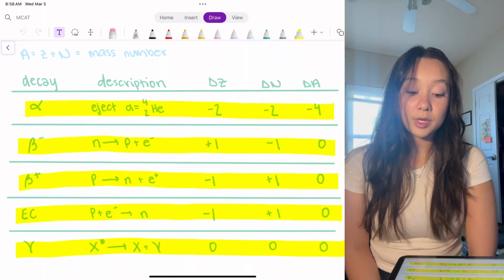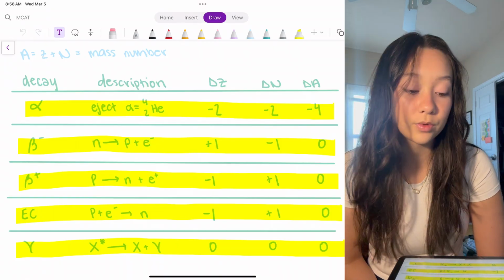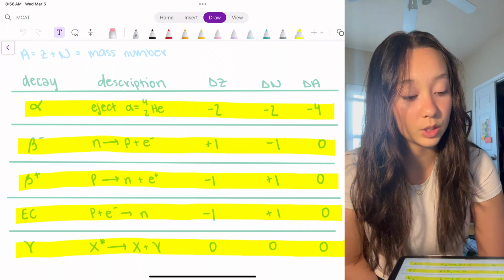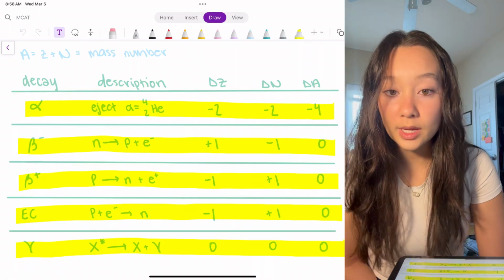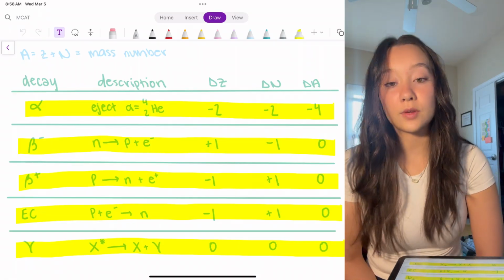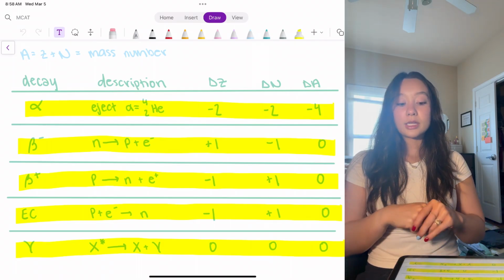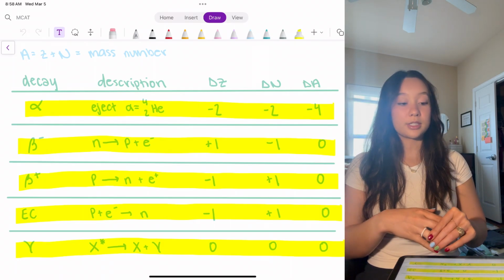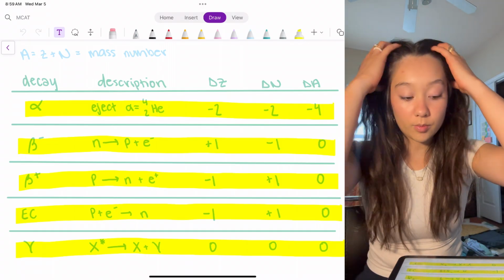Electron capture and beta plus are very similar because they both result in the same thing. They both result in a decrease in the proton number by 1 and an increase in the neutron number by 1. But electron capture is not forming a positron, so the mechanism is different. The result is the same, but the mechanism is different. Gamma decay just emits a gamma particle, so it doesn't change the atomic number or the neutron number or the mass number at all.